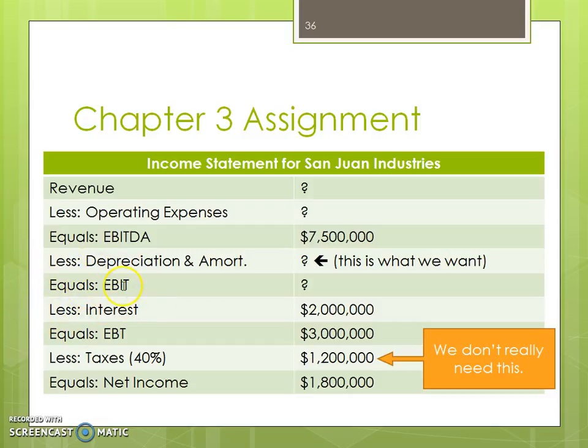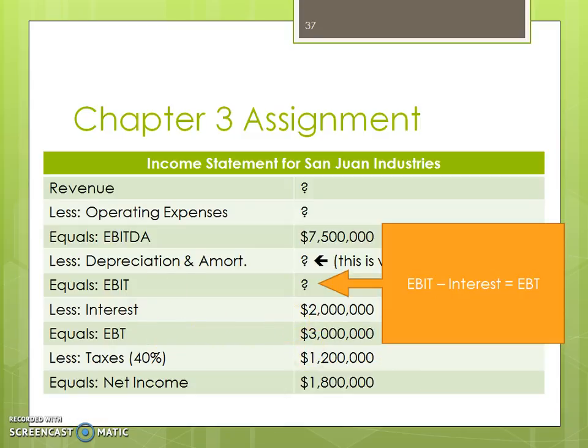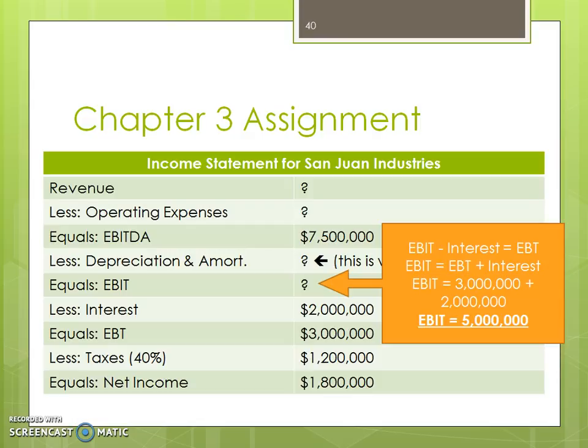So EBIT less interest equals EBT. We have 2 out of the 3 variables, so we should be able to use algebra to solve for EBIT. Here's what that looks like: EBIT minus interest equals EBT. So plug in what we know. But before that, let's rearrange the formula to make it a little bit easier for us. I'm going to take this interest and move it to the other side. That way we can isolate EBIT and hopefully make our calculations a little bit cleaner. All right, EBT is 3 million, interest is 2 million, so EBIT is going to equal $5 million.